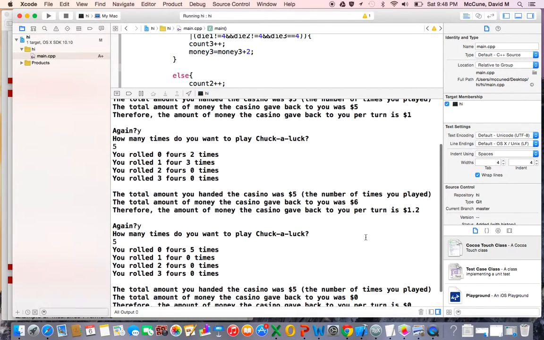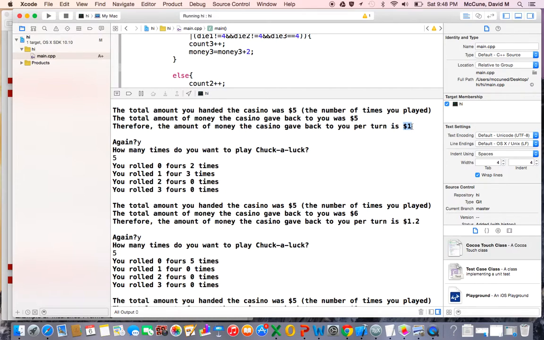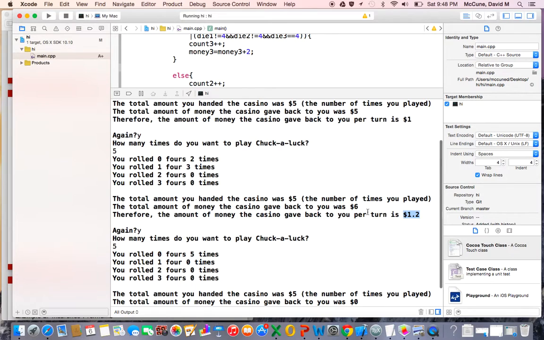Okay, so the key numbers here are $1 per turn they handed back to me, which was neutral for me, right? I neither made money nor lost money because I handed them 5 and they gave me back 5. In this case, I got $1.2 back per turn, which was good for me, right? Anything above $1 is good for me because I'm handing them $1 every turn.